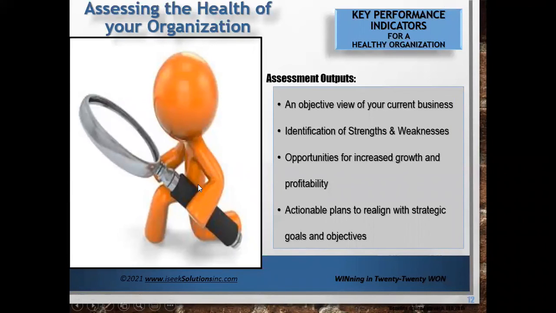Okay, so let's start to wrap up here. If we're looking at assessing our organization's health, here are a few outputs that we want to make sure we're focused on. One assessment output is ensuring that we have an objective view of your current business. Another is identifying the strengths, weaknesses, opportunities, and threats. That's a very popular way to understand if there are any gaps or misalignments in your business that need to be strengthened, adjusted, or corrected.